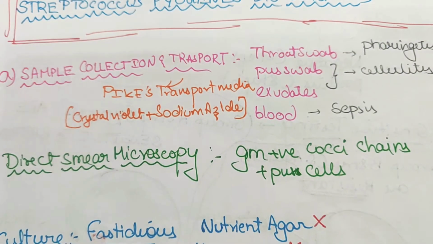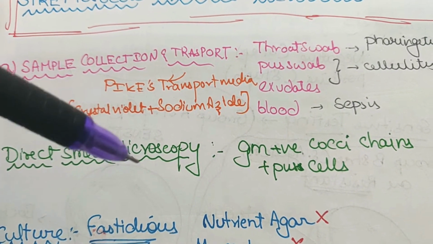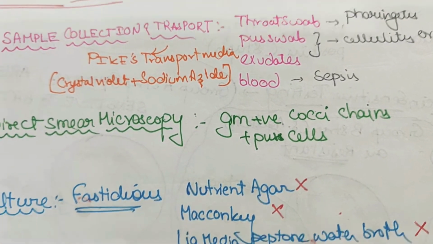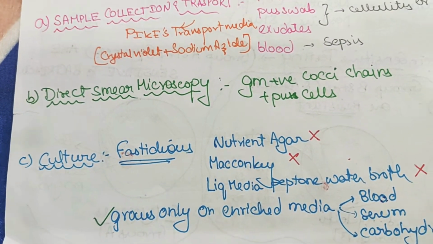Next, after collection, we do a direct microscopic examination. In direct microscopic examination, we see gram-positive cocci that are arranged in chains, and also we see some pus cells in it. Next, we do the culture.